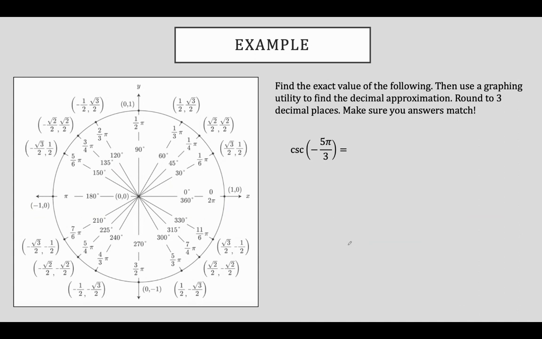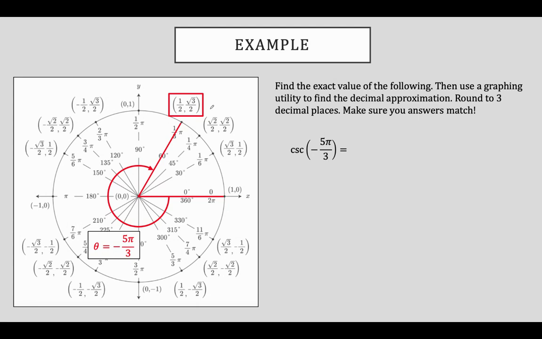Cosecant of negative 5 pi over 3. This means that I need to travel through an angle of 5 pi over 3, 5 pi over 3 being 300 degrees. But because this is a negative angle, I want to go in the clockwise direction. Whoop. Brings me right up to here. There we have negative 5 pi over 3 for our angle, and the corresponding ordered pair is 1/2 comma root 3 over 2.